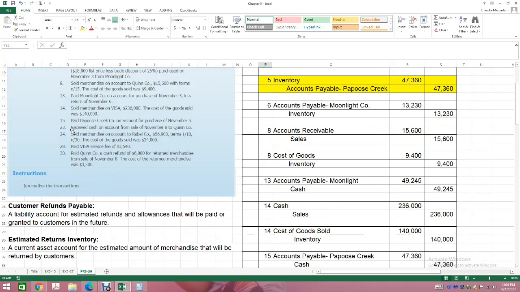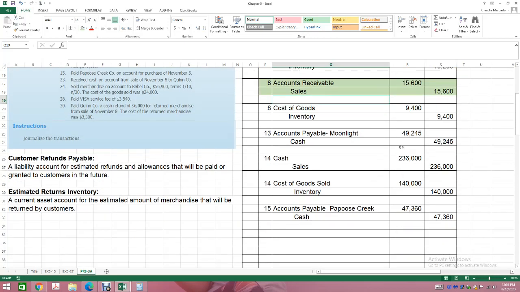On the 23rd, you received cash on account from a sale of November the 8th. So what happened on November the 8th? Let's look at that. On November the 8th, you made a sale, but they didn't pay you. They're paying you now, on the 23rd. So on the 8th, you recorded the sale. Now you're going to record the receipt of the payment.